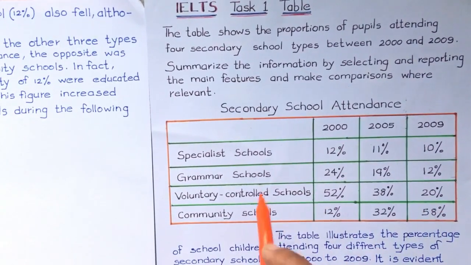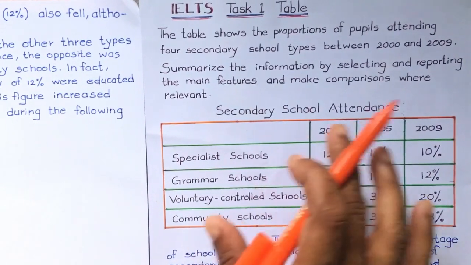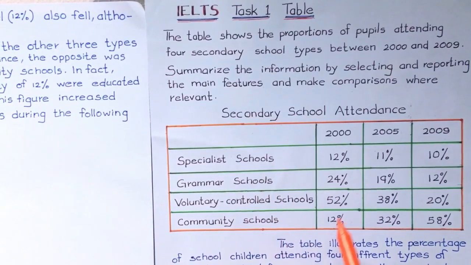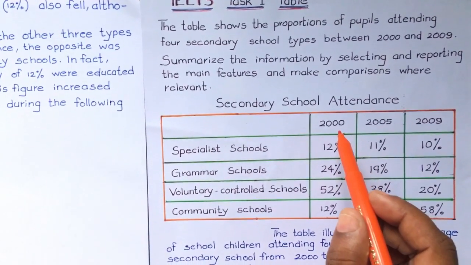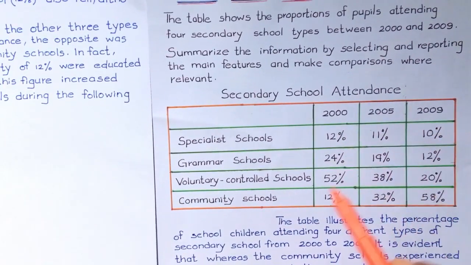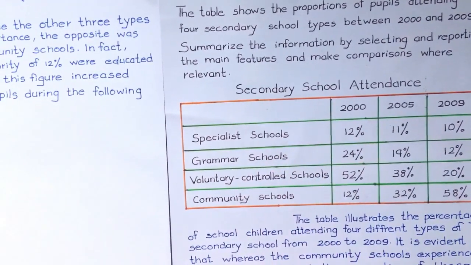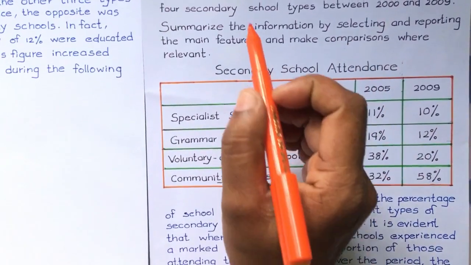So just for a framework, the whole framework you can see is about the four schools and their attendance rate during 2000, 2005 and 2009. That means over 3 years for 4 schools, right? So let's see the question.